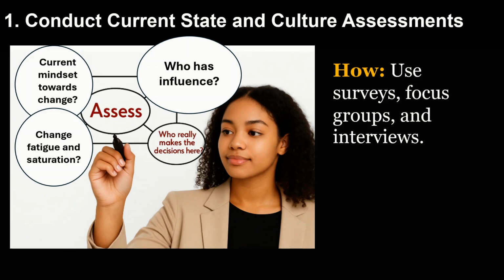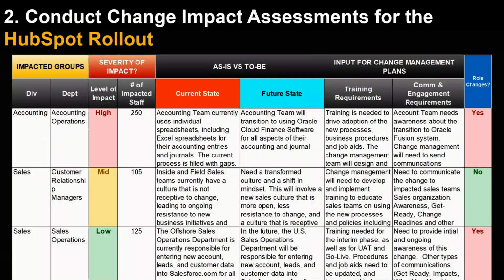So you can do focus groups. You can also do interviews with selected individuals within each impacted department to understand their culture and receptiveness to change. The second assessment is a change impact assessment for the HubSpot rollout. You really want to understand what is changing, who is impacted, and the level of impact by function or role.